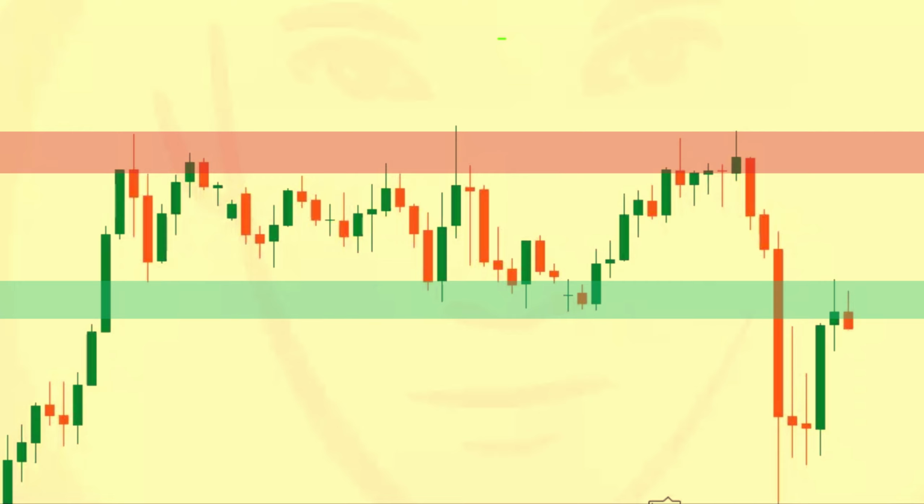Mastering these concepts takes screen time. Open a chart, start drawing these levels on historical data, and see how price respected them. Then practice in real time with a demo account.